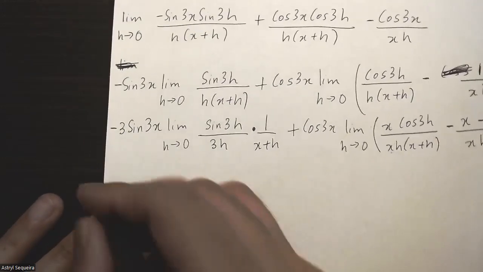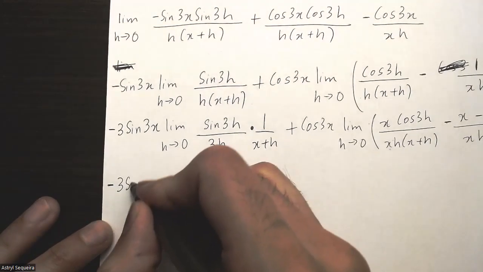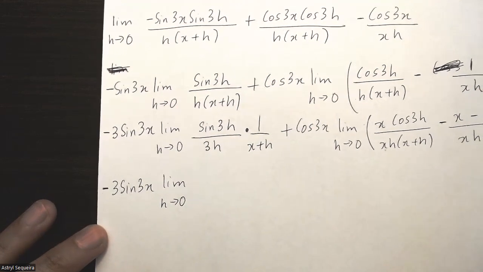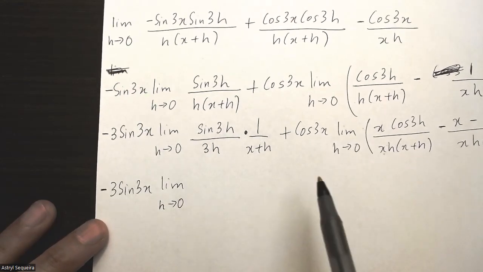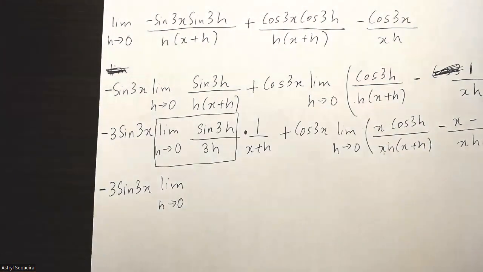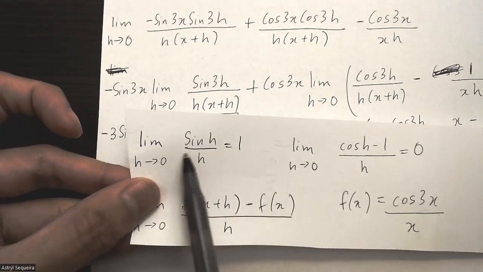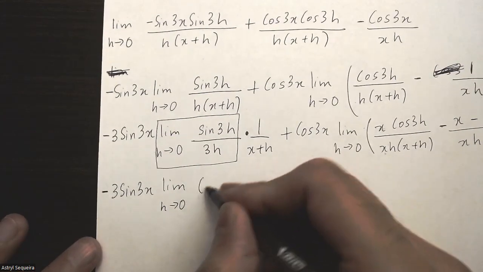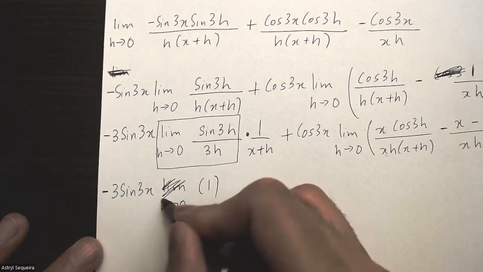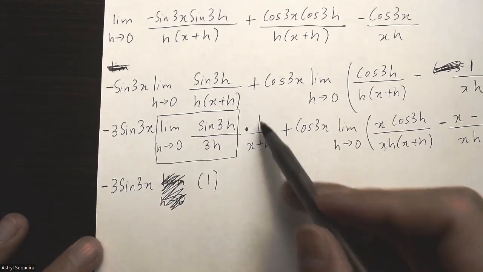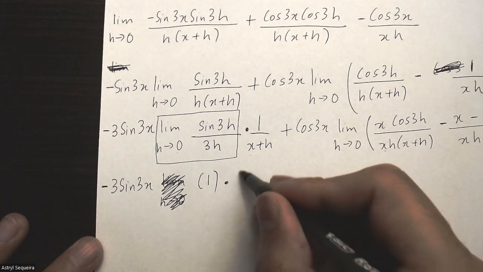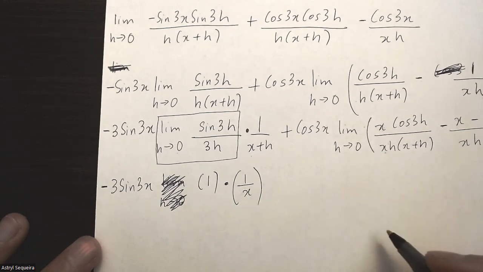Next step, I have negative 3 sine 3x, lim h approaches 0. And over here, I know that this right there is my identity, so I can just turn that into a 1. And 1 over, oh, I don't need the lim anymore. 1 over x plus h is being replaced with 0 over here, so this just becomes 1 over x.